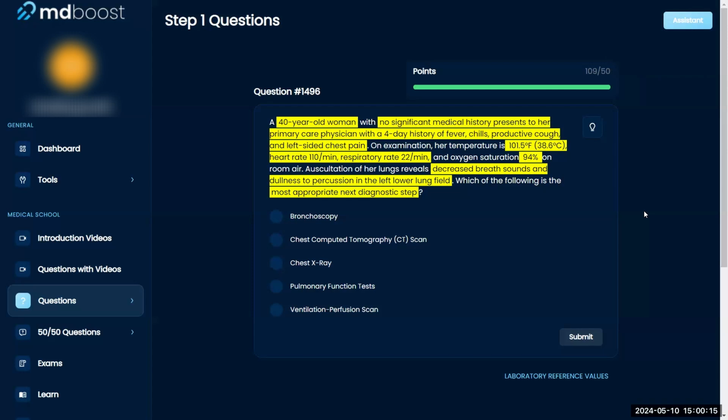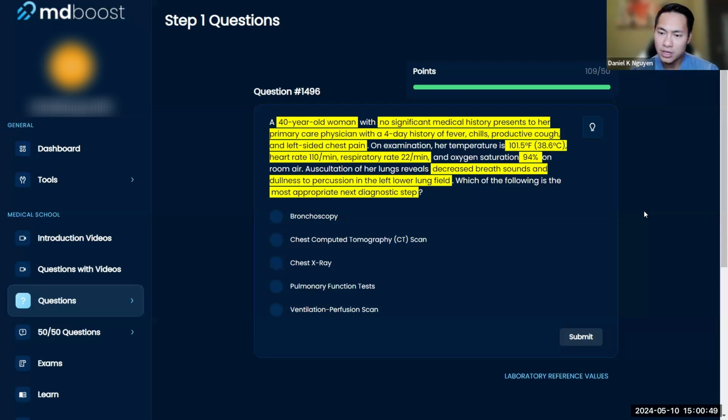So, no past medical history. 4-day history of fever, chills, productive cough, and left-sided chest pain. So think about diagnosis first. A lot of these are nonspecific. The thing I could go with is dullness to percussion, which is a lot of things. Decreased breath sounds. Fevers, chills, productive cough, left-sided chest pain. Maybe some type of pneumonia. I don't know.